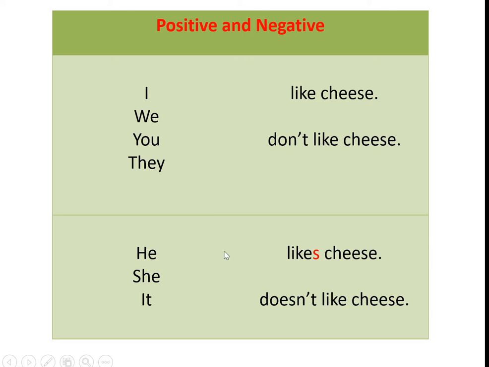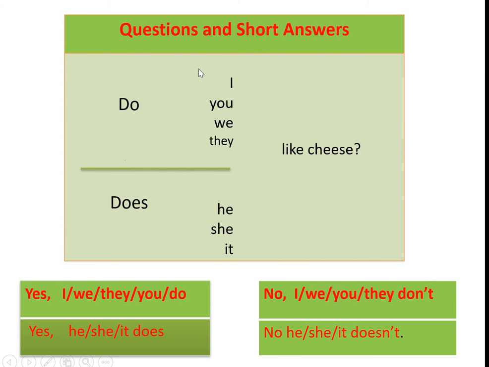If I want to make it negative, you have to put don't like cheese if it's plural, or doesn't like cheese if it's singular. So you have to know that if the pronoun is plural, use don't to make it negative, and if the pronoun is singular, you have to use doesn't with a singular pronoun or singular subject. Clear?